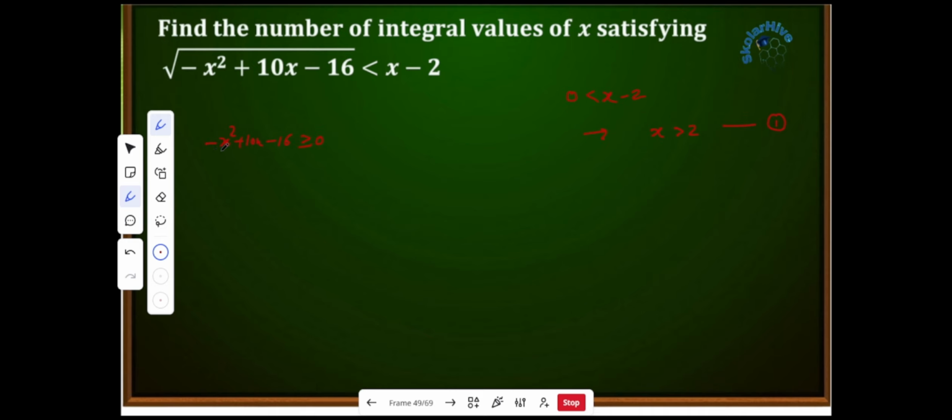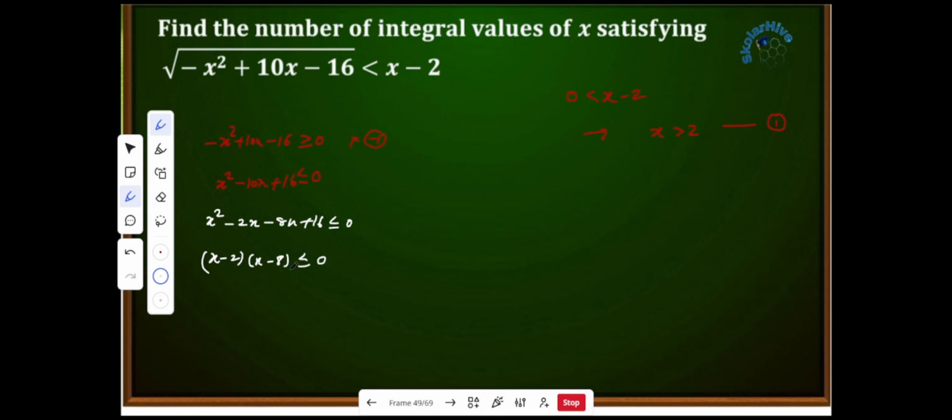Since this is a quadratic expression, we just have to factorize it, but here the coefficient of x square is negative, so multiplying both sides by negative 1 will reverse the symbol of inequality, and the sign of each term will change: from negative x square to positive x square, then negative 10x and positive 16, less than or equal to 0. Now we just have to factorize this. By splitting the middle term, we can write it as x square minus 2x minus 8x plus 16 less than or equal to 0. So from here we get (x minus 2) into (x minus 8) less than or equal to 0.